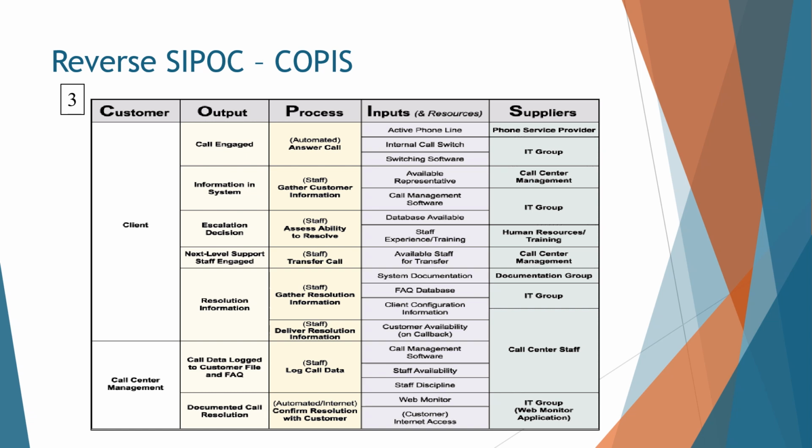And 2, the call center management. What's the output? Call engaged. Information in system, escalation decision, next level support staff engaged, resolution information, call data log to customer files and FAQ, and documented call resolution. What are the process steps?